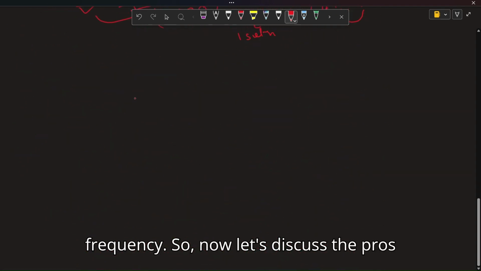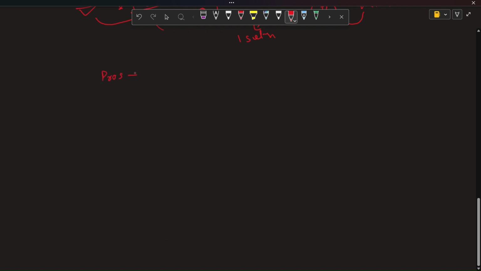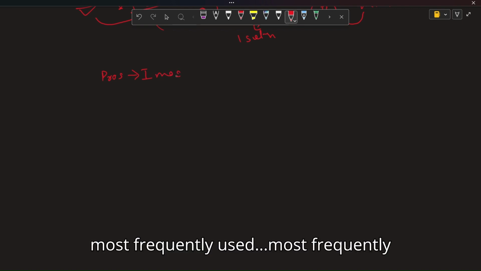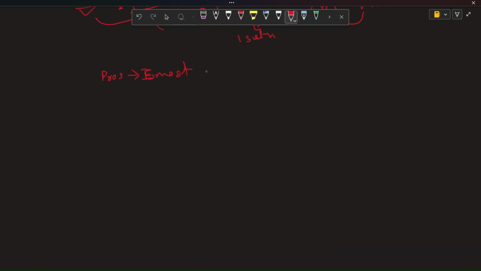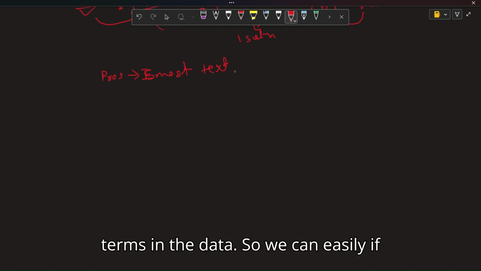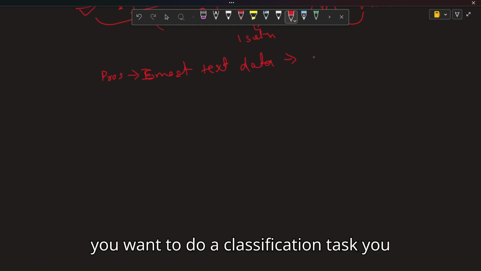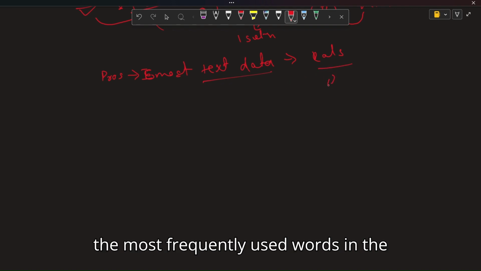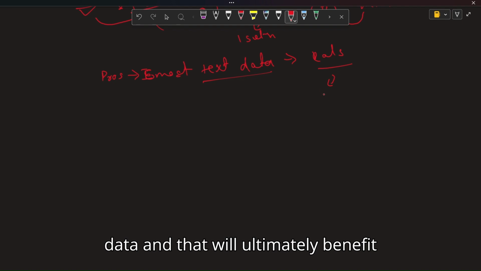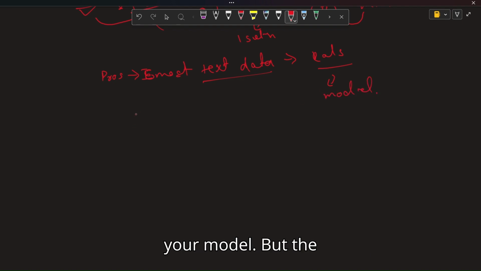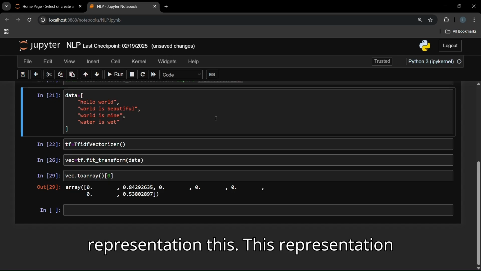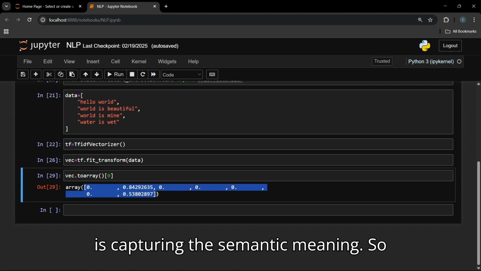So now let's discuss the pros and cons. The pros are very good here because we are getting the most frequently used terms in the data. If you want to do a classification task, you can apply this and easily find the most frequently used words in the data, and that will ultimately benefit your model. But the cons are here. This representation is not capturing the semantic meaning.